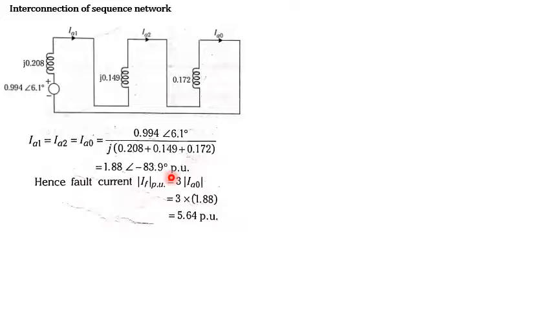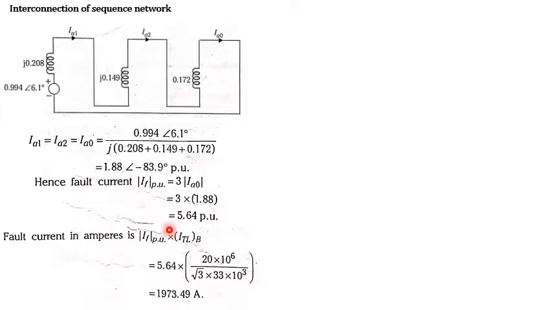So what is the expression for the fault current? For a single line to ground fault, it is 3 times the IA0 value. So the IA0 value you got is nothing but 5.64 per unit. This is the per unit value. We need to calculate in terms of amperes. So where does the actual fault take place? We have to see that.